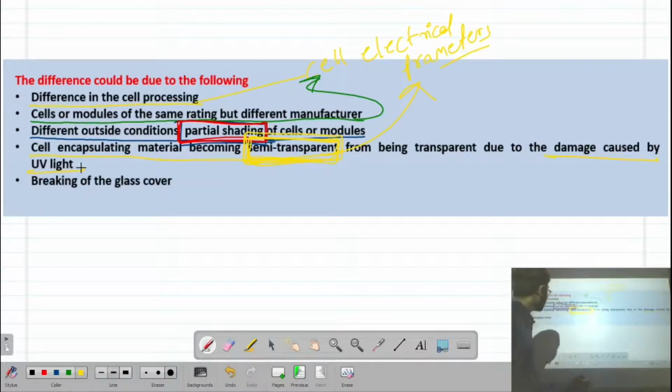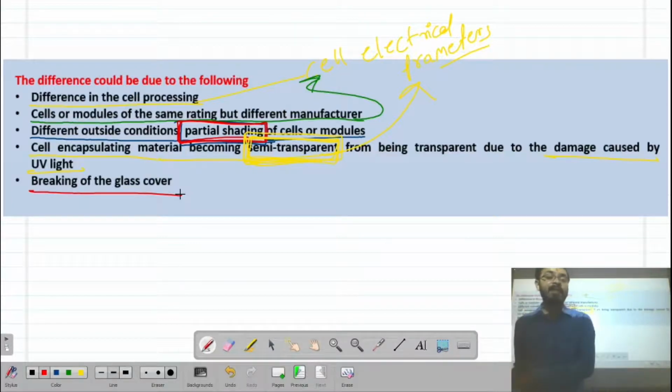The last one is breaking of the glass cover. Once a solar cell is manufactured, it is coated with a transparent encapsulating material, and then it is put under glass, to make the cell and the module stronger. Glass is covered on that semiconductor solar cell, right?